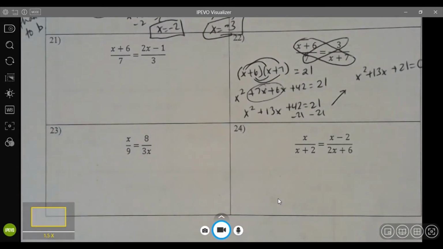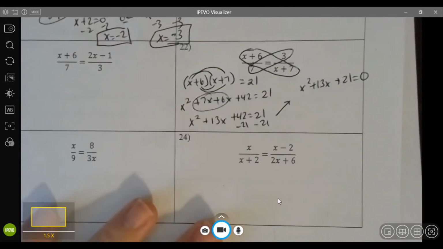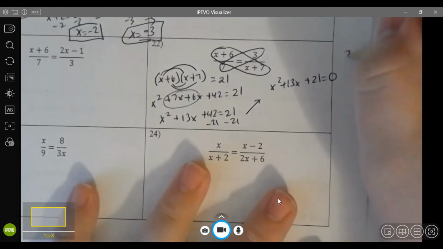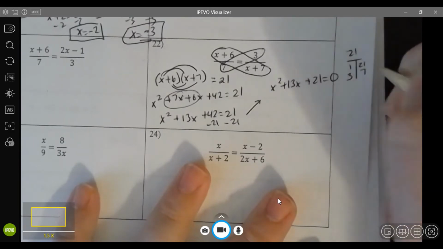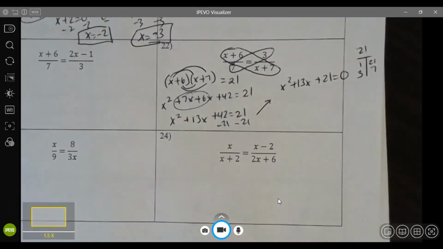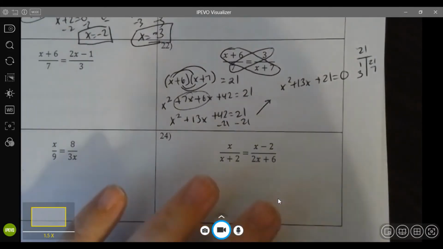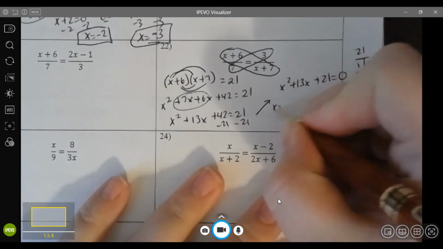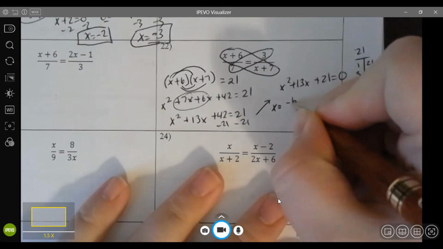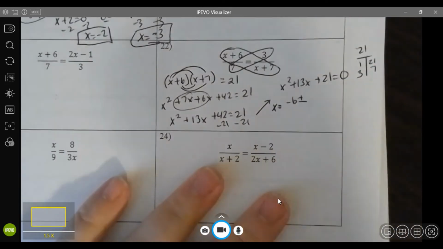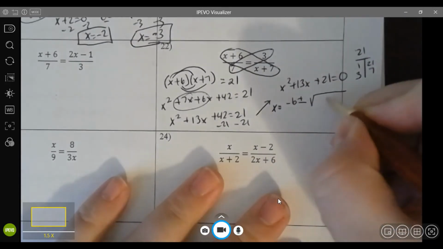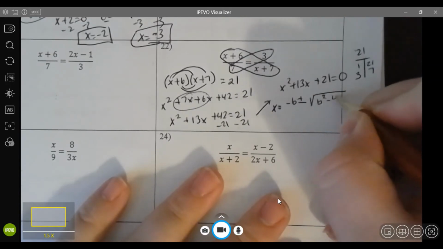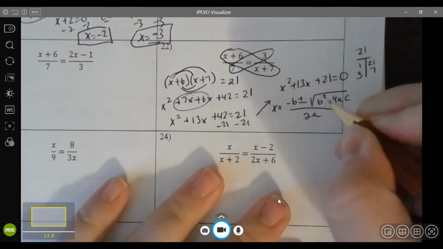So we want to find the factors of 21 that add up to 13. So let's go ahead and list the factors of 21. They are 1 and 21, and 3 and 7. Notice none of those add up to 13, so you're going to need to use the quadratic formula for this one. So you can have x equals negative b plus or minus the square root of b squared minus 4ac all over 2a.